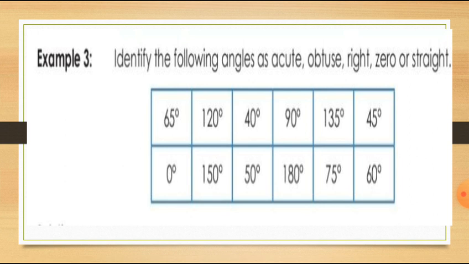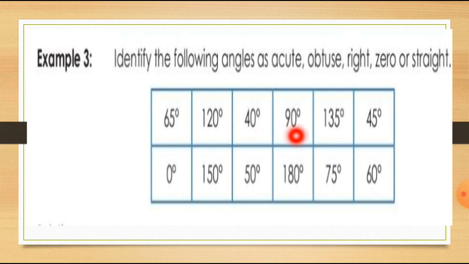So first one is 65 degrees. Tell me, 65 degrees is less than 90, isn't it? So the first one is an acute angle. Okay, now look at the next one, 120 degrees. 120 degrees is greater than 90 but less than 180, isn't it? So it's an obtuse angle. Now look at the next one, 40 degrees. 40 degrees is less than 90 degrees. Okay, so it will come under acute angle.